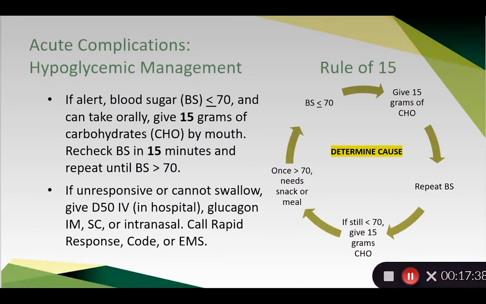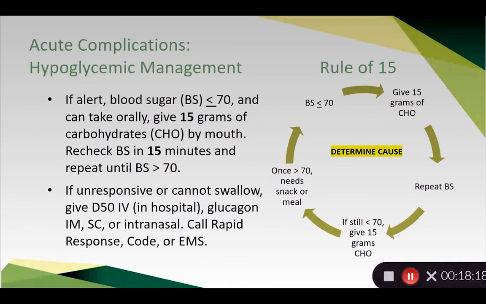However, if the patient is unresponsive or cannot swallow, in the hospital your hospital protocol is usually going to have you giving D50, an amp of D50 or half an amp of D50, or typically glucagon. You can give glucagon injections, 1 milligram IM or subcutaneously, and you can even give intranasal glucagon now. So check your hospital protocol. If you don't have one, borrow that evidence-based practice from somewhere else and institute one in your hospital or facility.